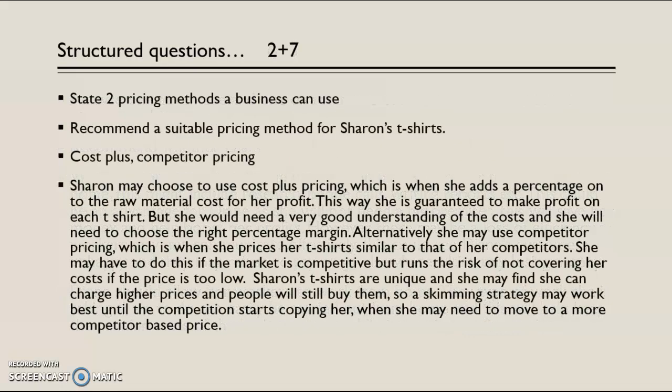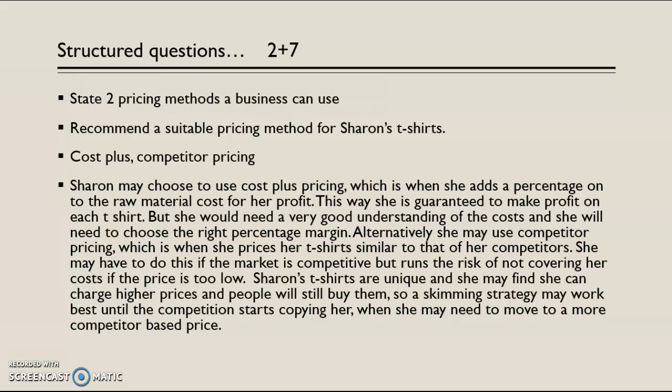Then you've got your 2, 7. Remember, this time the 2 is for knowledge that's been separated out. Normally, it will be like a state question, and then you've got a recommend probably for the 7, or an evaluate for the 7. So here we've got state 2 pricing methods a business can use, and then recommend a suitable pricing method for Sharon's t-shirts.